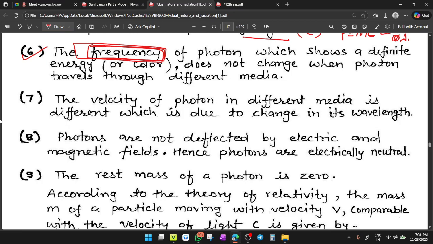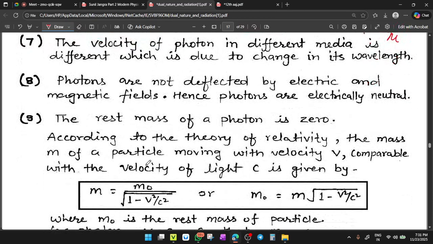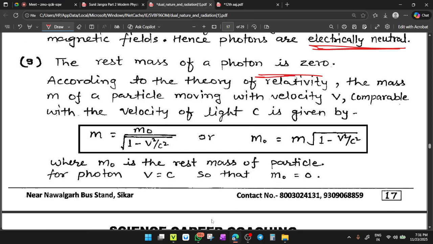Yes. The velocity of the photon in different media is different, which is due to the change in its wavelength. As we know, lambda is inversely proportional to mu. So lambda may change. Okay. So the velocity of the photon may change from medium to medium. Clear? Photons are not deflected by electric and magnetic fields. Hence, photons are electrically neutral. Photons are electrically neutral. Next, the rest mass of the photon is equal to 0. And this is given as the dynamic mass of the photon. Yes, write this one. This is called dynamic mass, but it's not important.